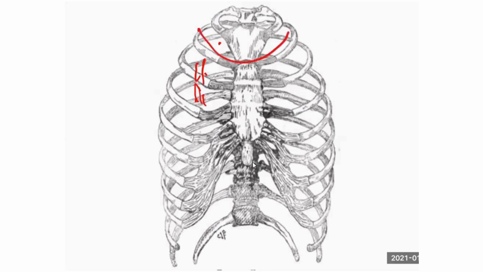So you have a thoracic inlet and a thoracic outlet. Inlet is above, outlet is below. Is it clear?